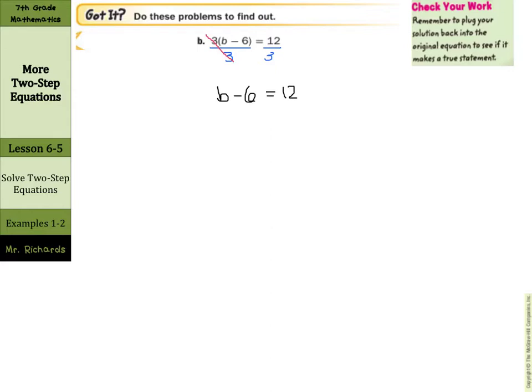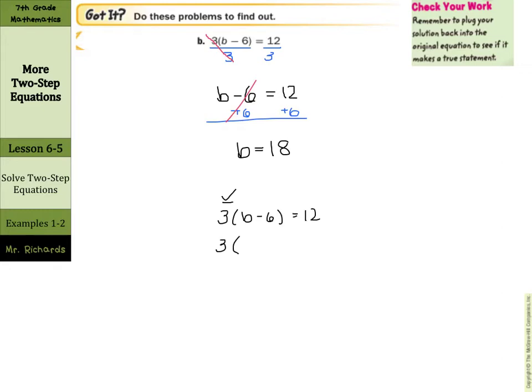Well, what's the opposite of subtraction but addition? So we'll add 6 to both sides here. This ends up canceling, and we're left with b equals 18. Does it work? Let's check to find out. 3 times the quantity b minus 6 equals 12.